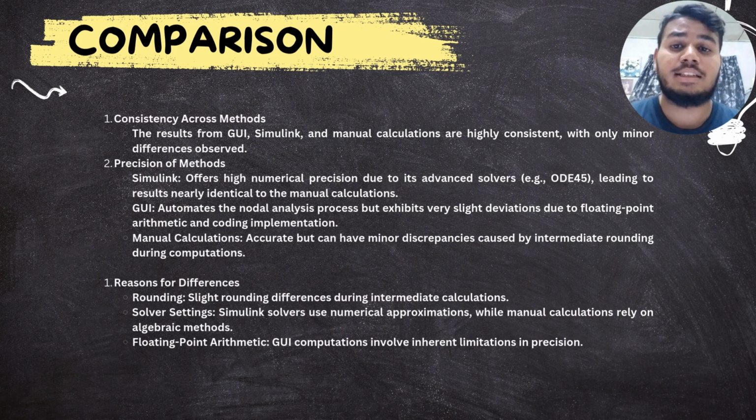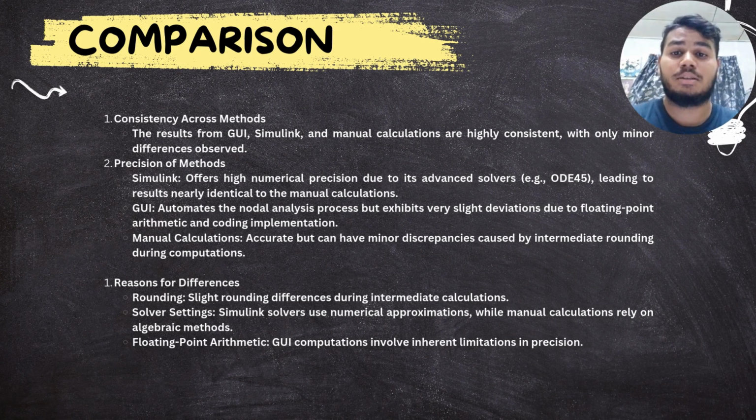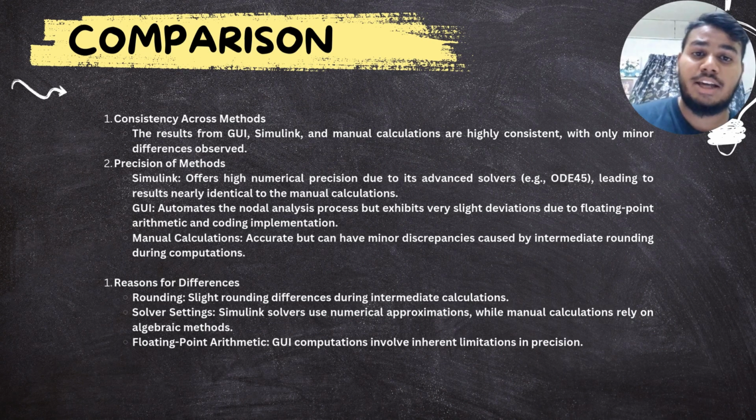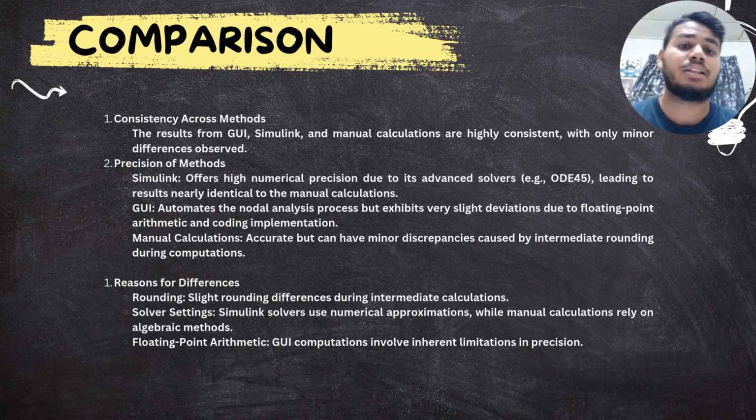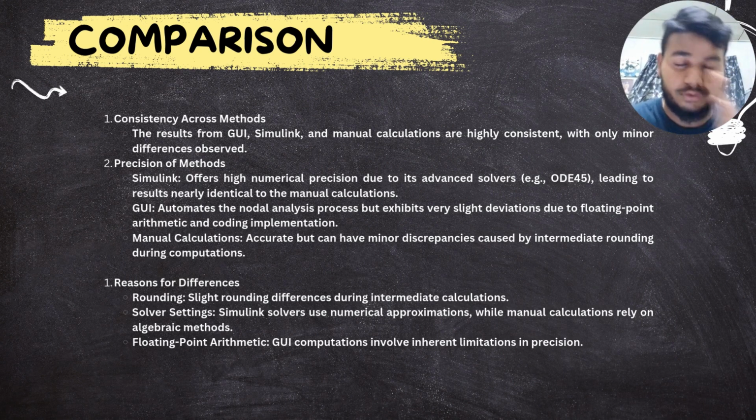So hi, hello guys. Now we are in the comparison slide. Previously, we watched all the comparisons between values, and now we are giving the reasons why the differences happen. The first reason is consistency across methods. The results of GUI, Simulink and manual calculation are highly consistent, and they only have a minor difference observed. That means, as the previous slide showed, there are just slightly different values, and it is because of the decimal point.